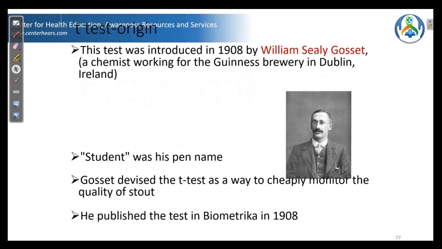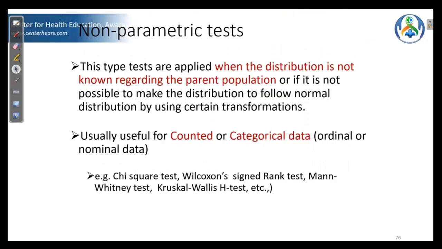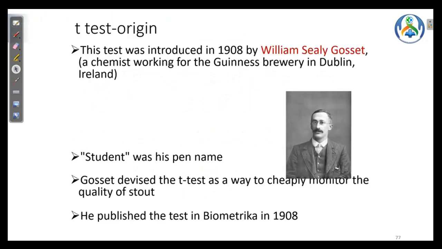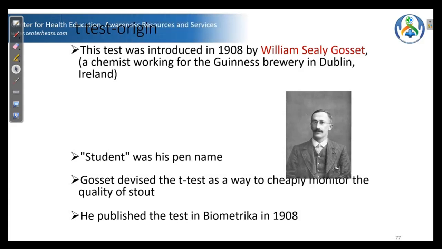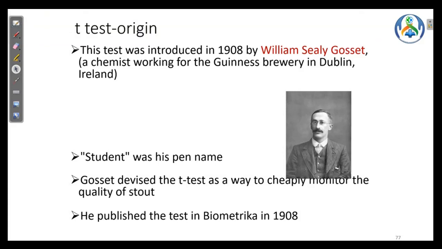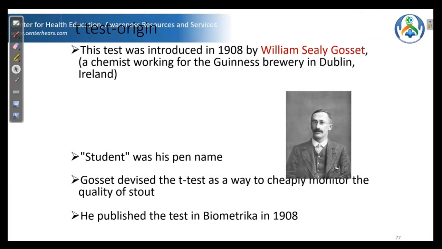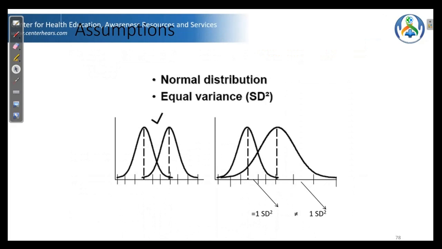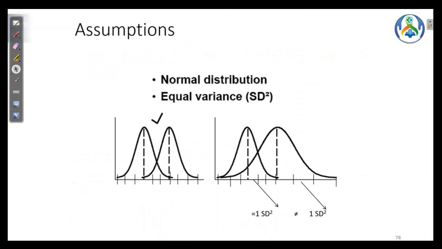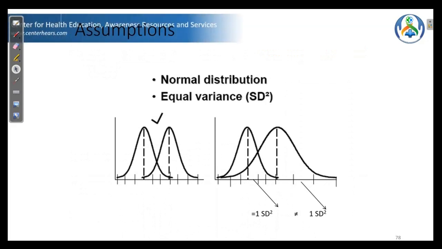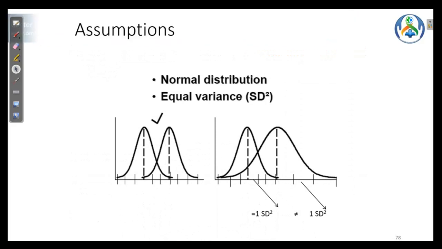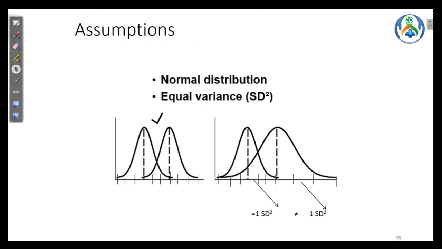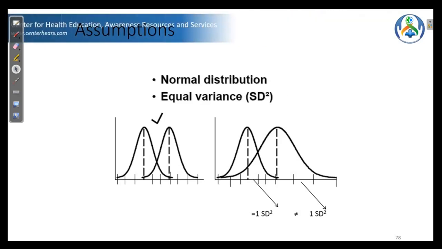Now the t-test. This test is the student t-test, also called the t-test only. It was introduced by William Gosset, a chemist working at Guinness. Student was his pen name. Now, what was the parametric test assumption? That it should be normally distributed. So the first thing is that the data should be normally distributed throughout the data set, meaning it should be equally distributed towards both sides of the mean, right?